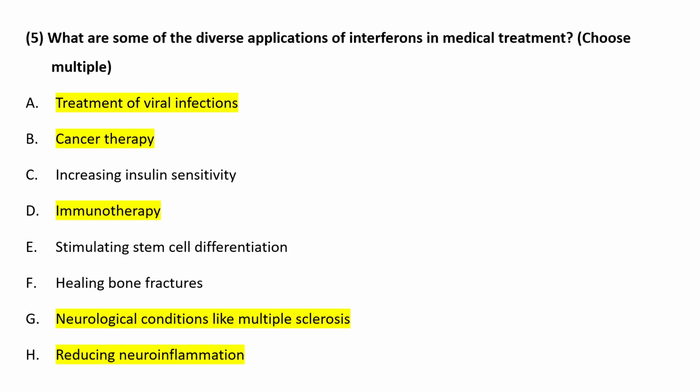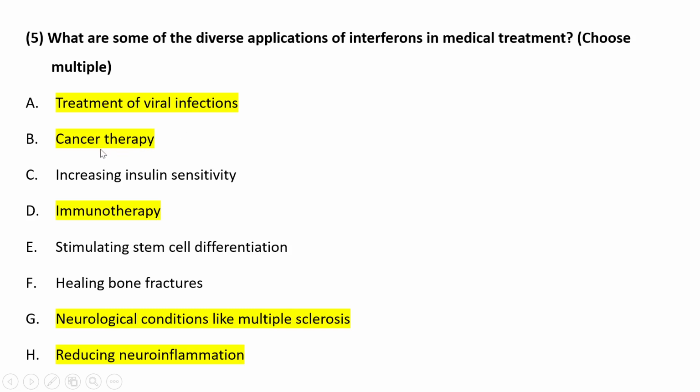Okay, correct answer. So interferons in medical treatments are used for the treatment of viral infections. Interferons like interferon alpha and interferon beta are used in antiviral therapies. For example, interferon alpha is used in the treatment of hepatitis B and hepatitis C, and in other viral infections like HPV, that is human papillomavirus, and herpes, these interferons can also be used to reduce the viral replication. So there are many examples of viral infections where interferons are used.